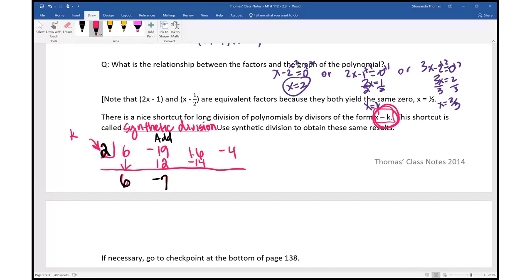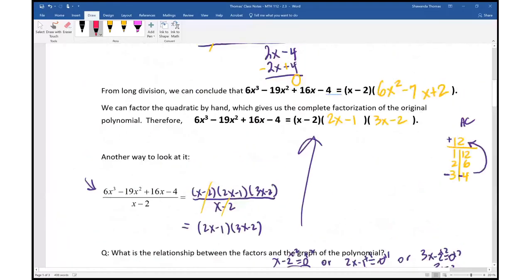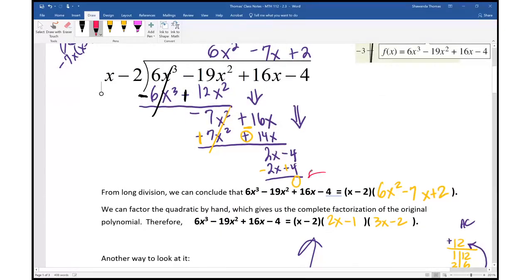Again, we add the numbers in the column. So that's 2. Then whatever we drop down here, we multiply times the number in the little half box. That gives us 4. And then we add what we have in that column there. That gives us 0. So that last number represents the remainder. Now, if you notice from the long division, we did have a 0 remainder here. So that represents that number.